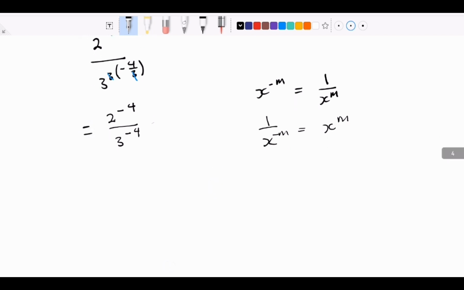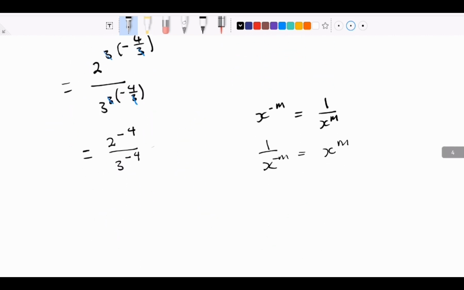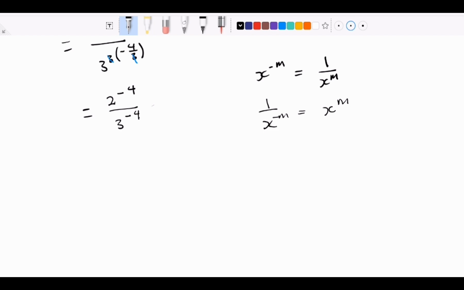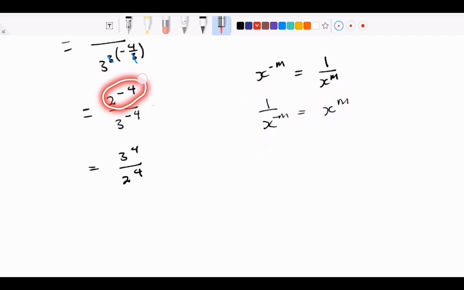When we do that now, oh, my apologies, I should put my equal signs over there. Okay, so when I apply those laws now, this is what happens. I get 3 to the power of 4 over 2 to the power of 4. You should realize that now the exponents are no longer negative, but they are both positive. So to change the 3 to the power negative 4, we used this law to get the positive, and to change the 2 to the power negative 4, we used this law over there.